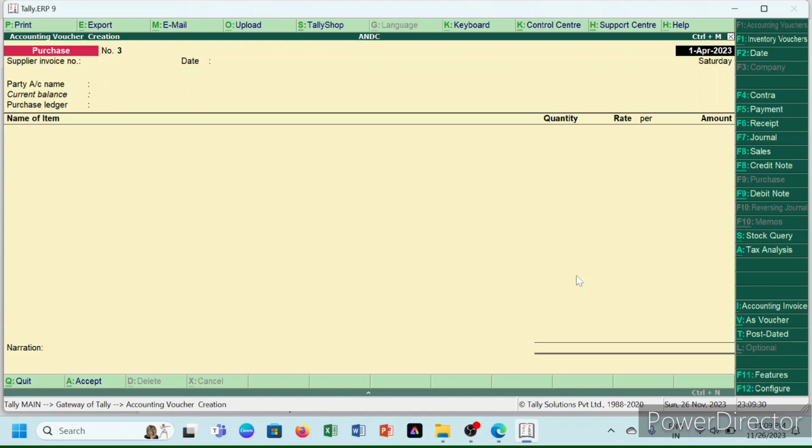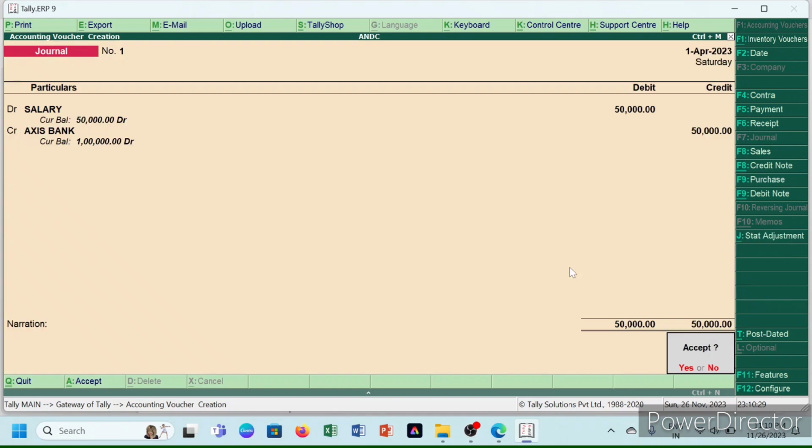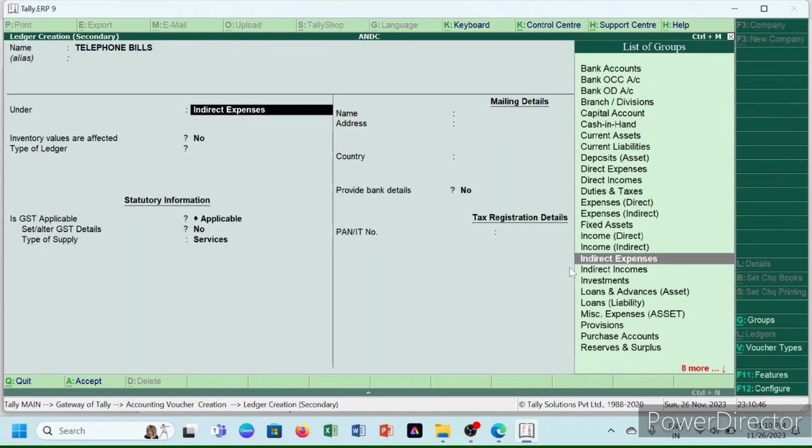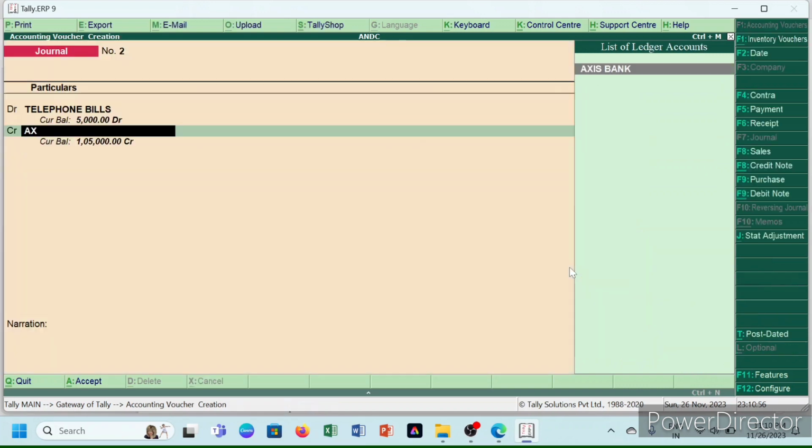So it is salary through salary. We have to clear the salary account plus salary. It is an indirect expense. The amount is 50,000. For telephone bills, we have to create the account. Telephone bills. Again, an indirect expense. 10,000. Axis Bank.